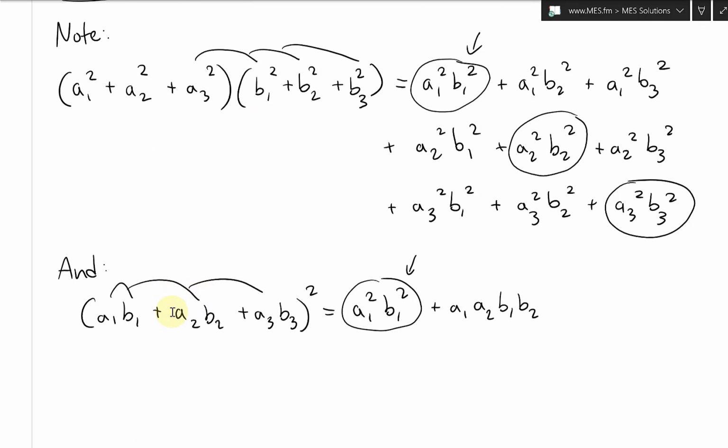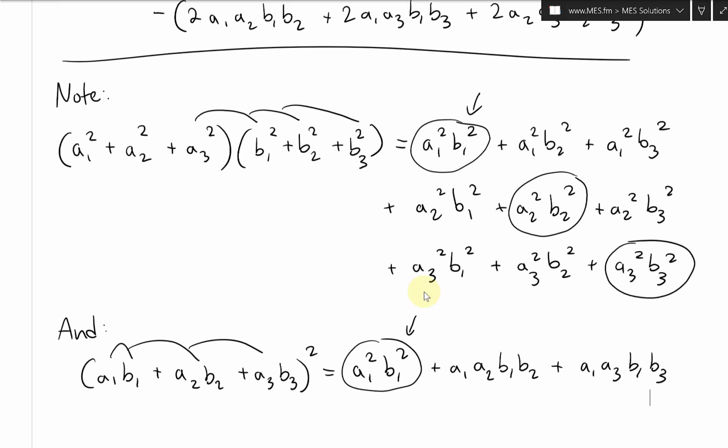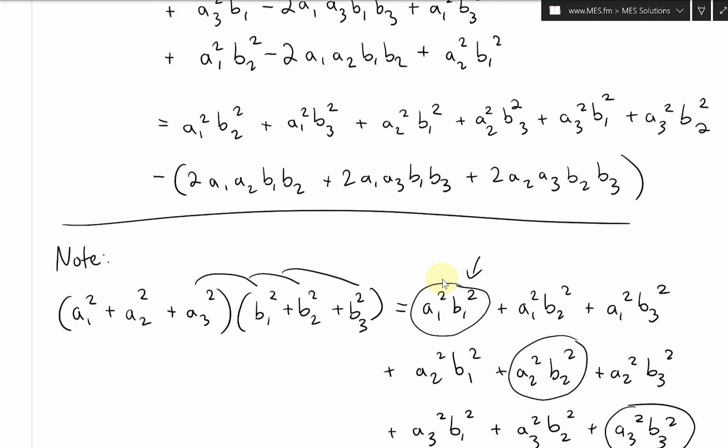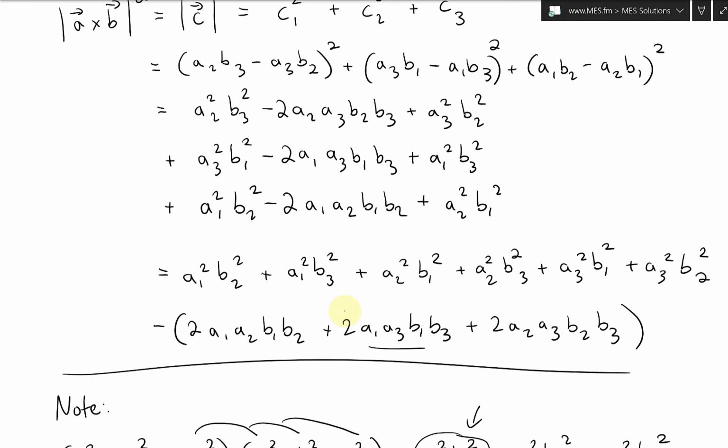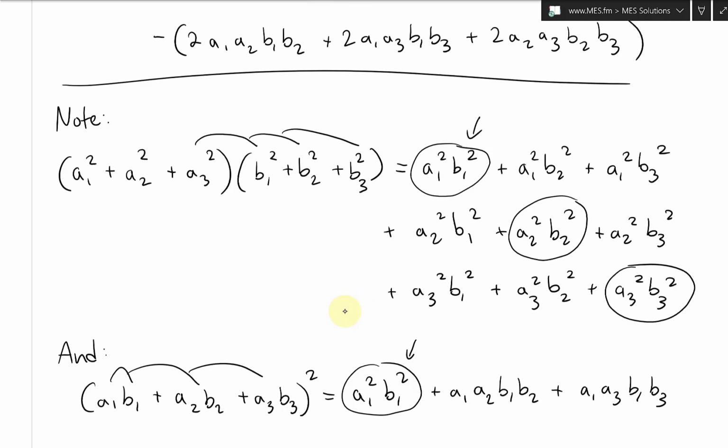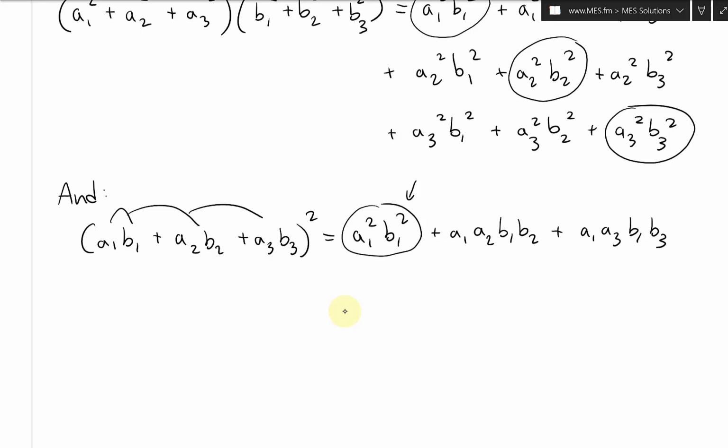Next setup is this is going to multiply by this: a3 plus a1, a3, b1, b3. Yeah, A1, B1. Then that's going to match up with this right here: A1, A3, B1, B3. One of them, not two of them. But then we're going to get that eventually.